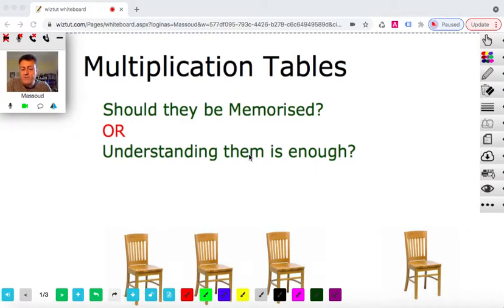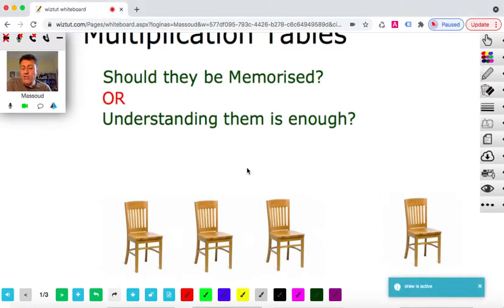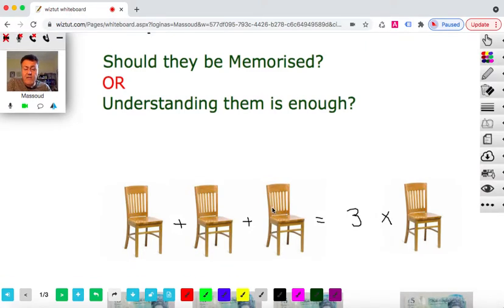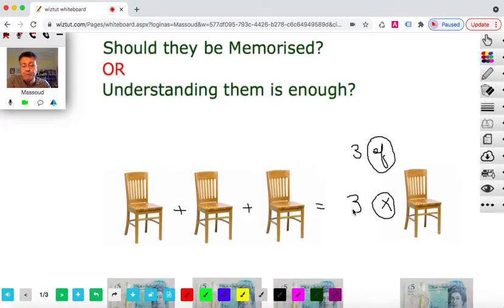What is that concept? That concept basically is that if you've got 3 chairs, a chair plus another chair plus another chair, that's basically the same as 3 chairs, 3 times chair. And why do we say 3 chairs? Because we have 3 of them, 3 of chairs. So in fact, "of" is associated quite nicely with multiplication in mathematics.